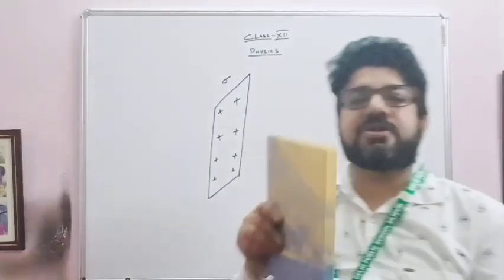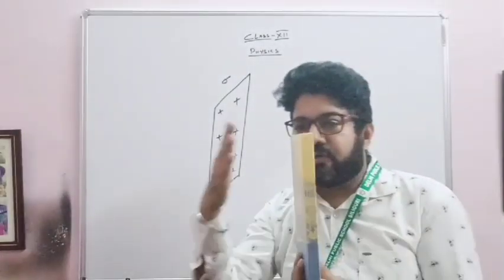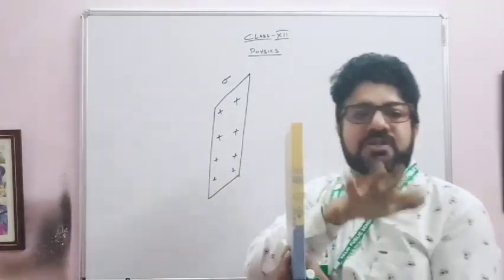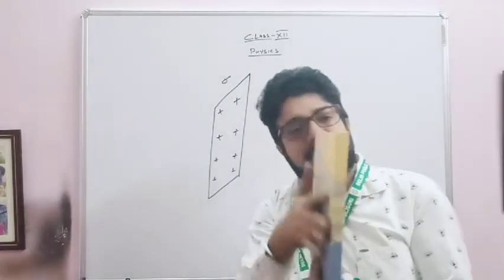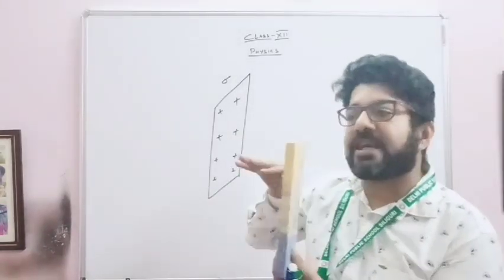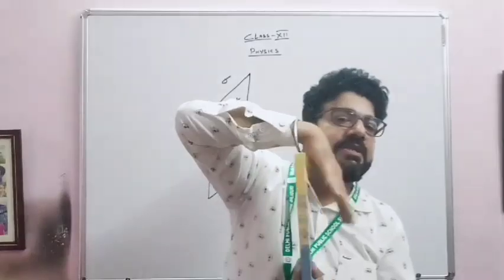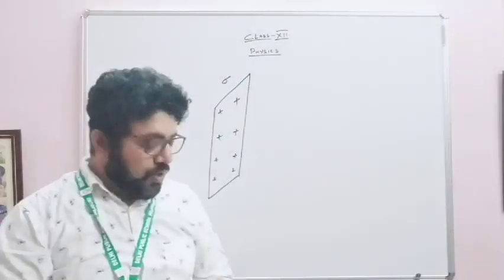Suppose this one is your sheet. So if this one is your sheet, you have this one region, this one is another region. So how many regions do you have? Two. And positive charge is here also, positive charge is here also. So for this portion, the electric field is in this direction, and for this one, the electric field is in this direction. So how can we draw it?